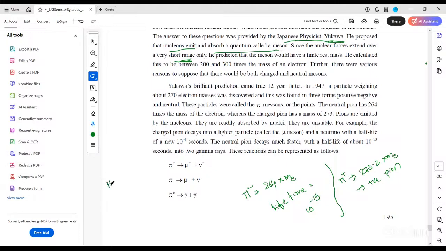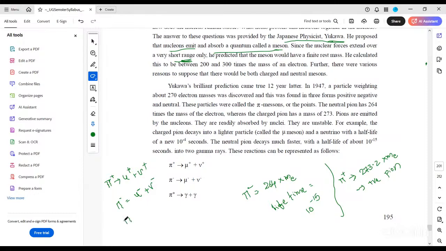How are we getting pions? First, pi plus. Pi plus is produced by muon plus and a neutrino. Next, pi minus is produced. How is pi minus produced? Pi minus is produced with muon plus and a negative neutrino.